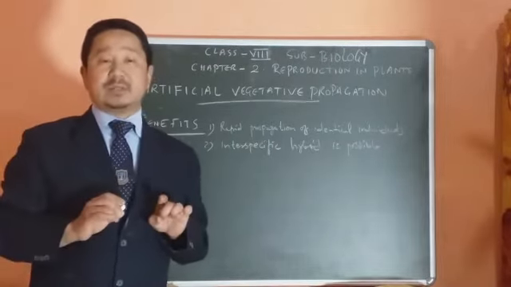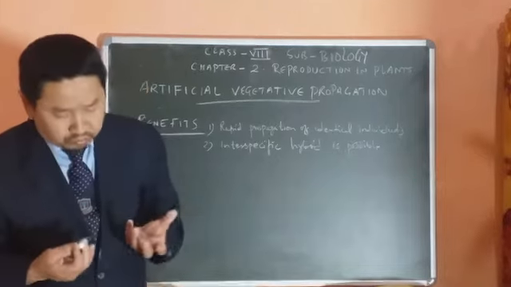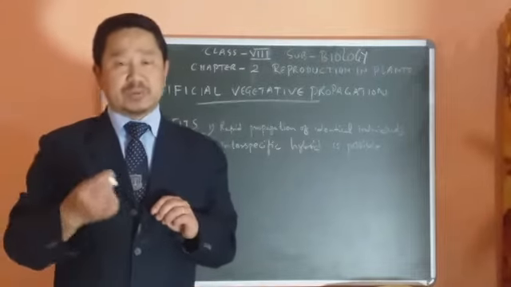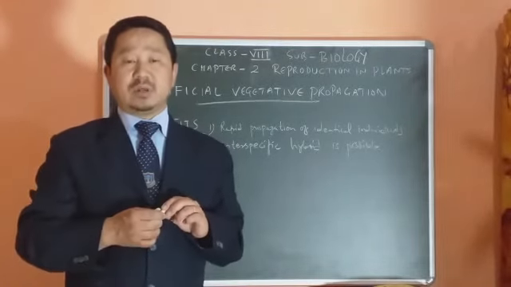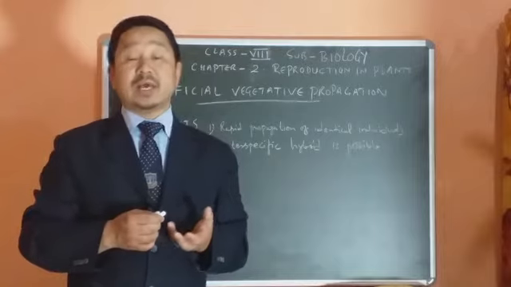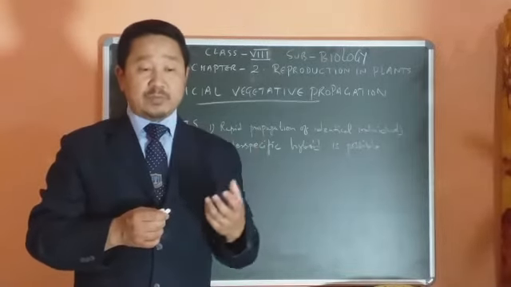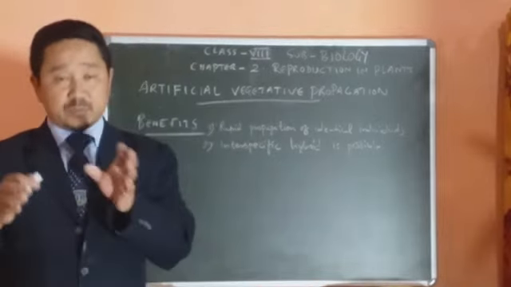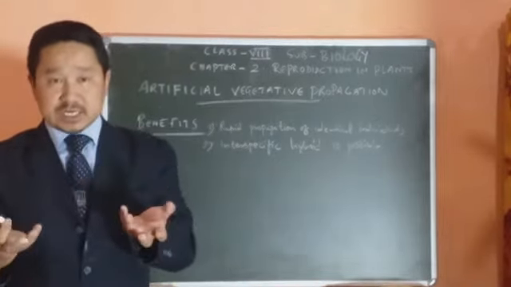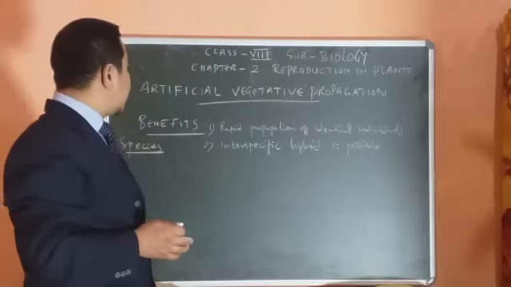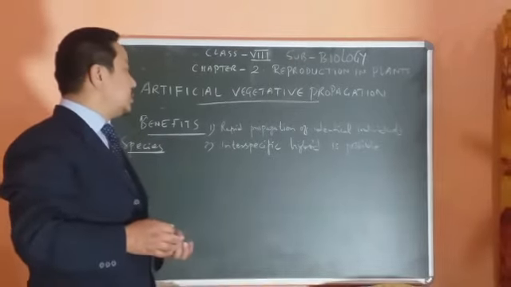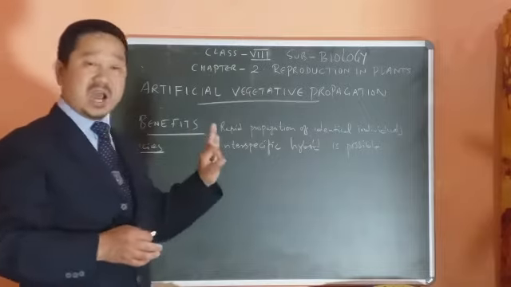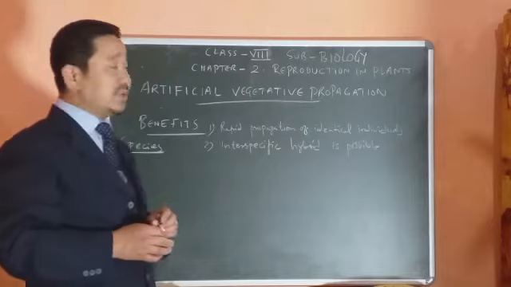Like in the case of animals also, we can hybridize between the male donkey and female horse to produce a new kind of offspring, that is mule, M-U-L-E. Mule is an animal produced from the cross of male donkey and female horse. That is possible artificially, not naturally. In the same way, here also we can produce an interspecific hybrid by this artificial vegetative propagation.